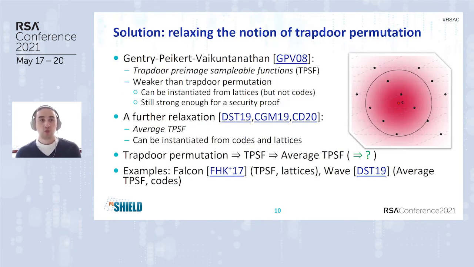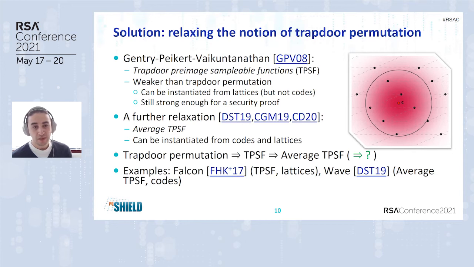And a solution that was provided in 2008 is the notion of trapdoor preimage samplable functions, or TPSF. This notion is just weak enough that it can be instantiated from lattices, but it's still strong enough that it allows you to achieve a meaningful security proof. So it hits just the right balance between being weak and being strong enough.